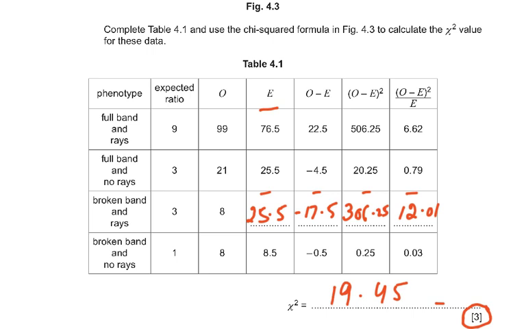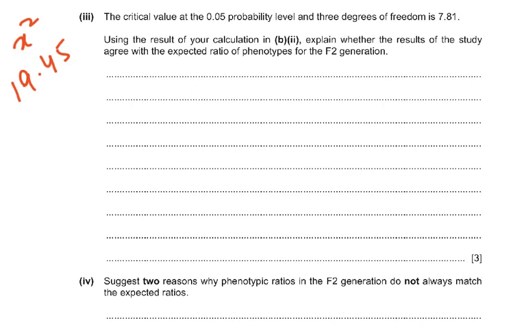Then the question continues and says the critical value at the 0.05 probability level and 3 degrees of freedom is 7.81. Because there are 4 sets of data, it's n minus 1, so it has to be 3 degrees of freedom. Using the result of your calculation in B2, so I've written that here so that I remembered it. Explain whether the results of the study agree with the expected ratio of phenotypes for the F2 generation. So the critical value is 7.81. Your value is more. So if your value is more, what happens? What is the rule?